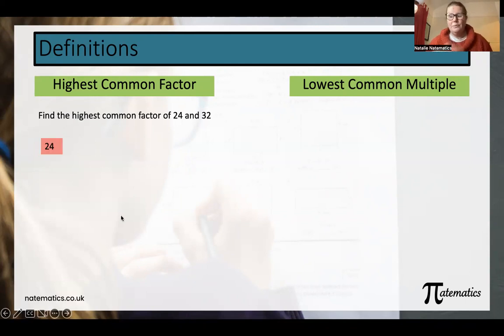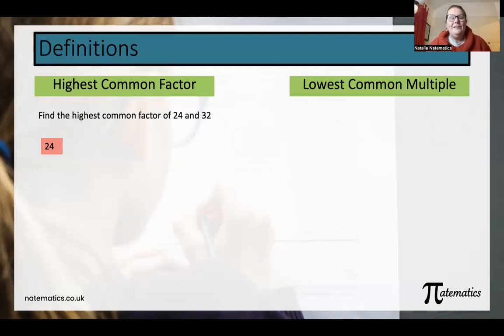Now, if you've come to watch this lesson, hopefully you'll have also looked at what a factor is and what a multiple is. But just a reminder, a factor is a number that divides without a remainder into the other number. So the factors of 7 would be 7 and 1. If you divide 7 by each of those numbers, you do not have a remainder.